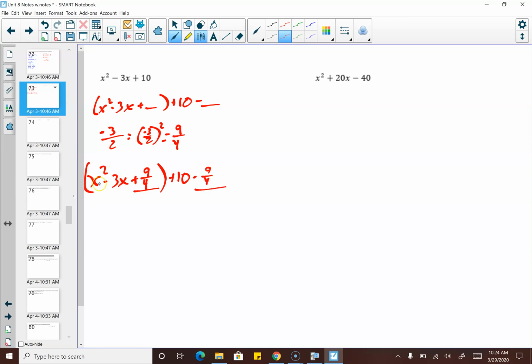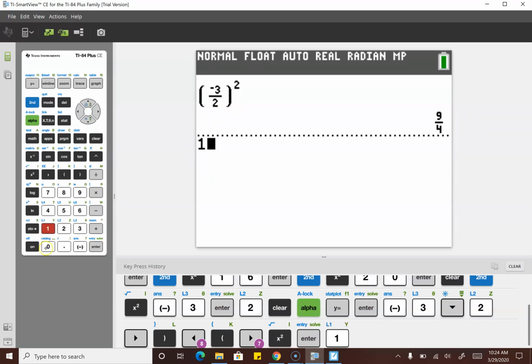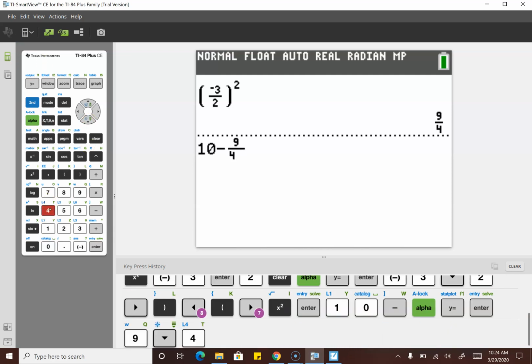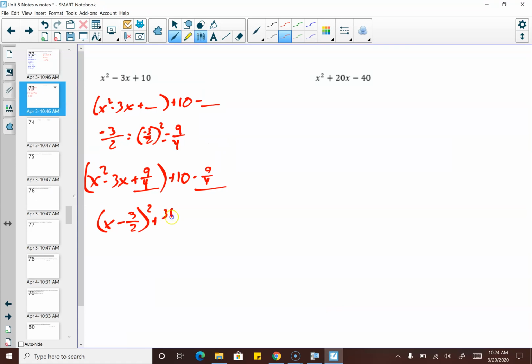So now, again, this looks pretty bad to factor, but if you just remember what the rule was, it says you take the number you get when you divide by 2. So since we got negative 3 over 2, we're going to have x minus 3 over 2 squared, and then just do 10 minus 9 divided by 4 in your calculator, and you get 31 over 4.